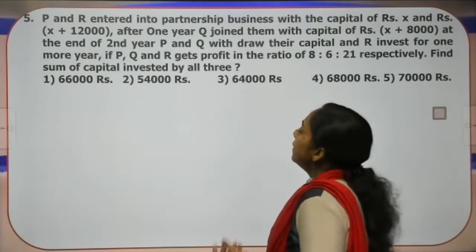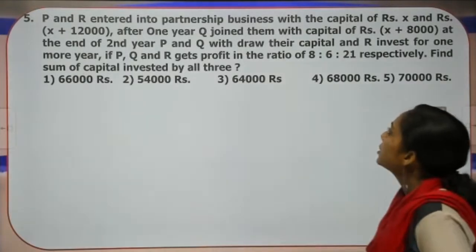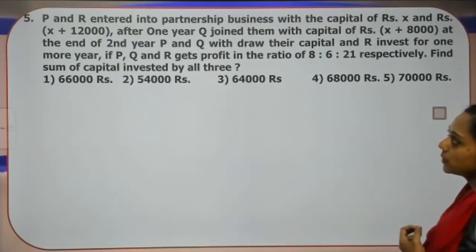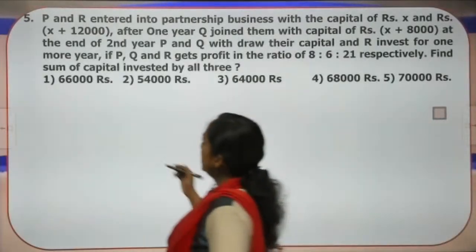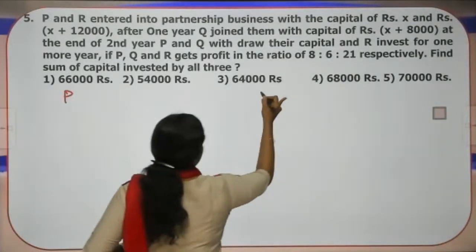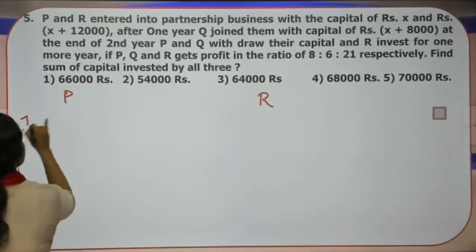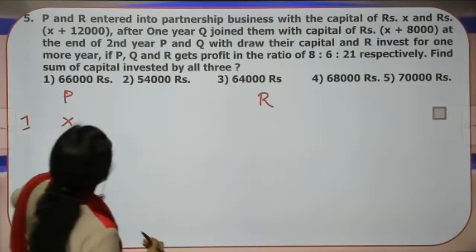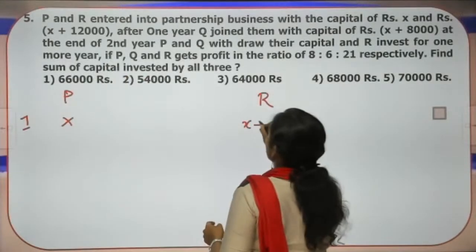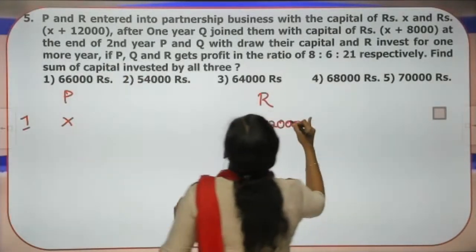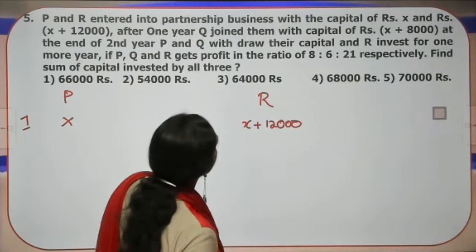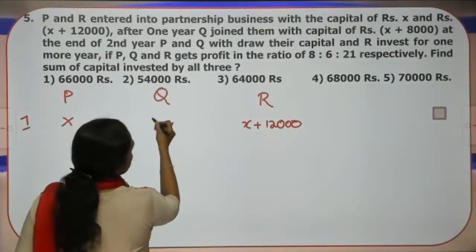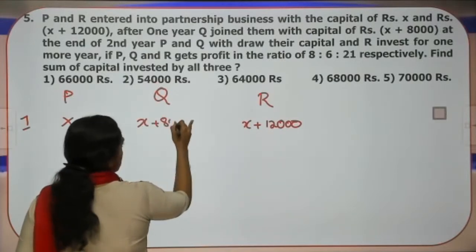Question number 5. P and R entered into partnership business with the capital of rupees X and rupees X plus 12,000. So P and R entered with the capital. So the investments are given. So P's investment is X and R's investment is X plus 12,000. Okay. Next, after 1 year, Q joined them with a capital of rupees X plus 8,000. So Q's investment is X plus 8,000.